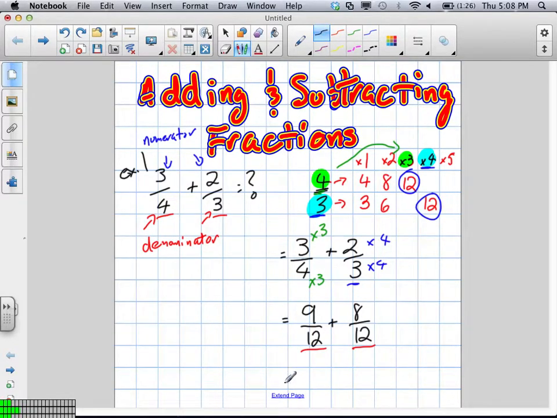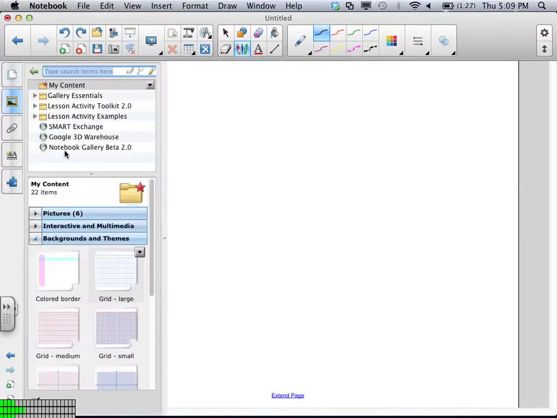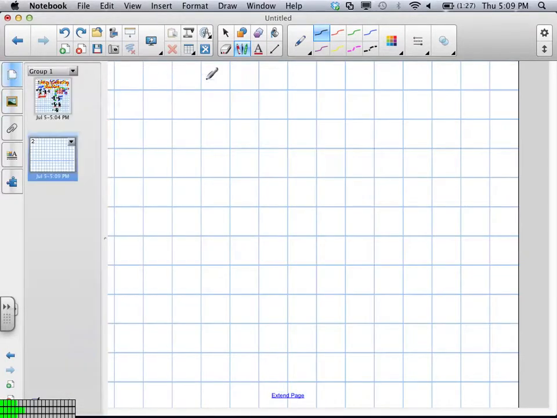When I add them, our answer is going to be above 12. The denominator is not going to change. Only the numerator changes. 9 plus 8 is 17. We don't make it a mixed fraction unless it says to, so let's just stick to this for now. Then I'm going to jump to a subtraction part too. Let's do one of subtraction also.